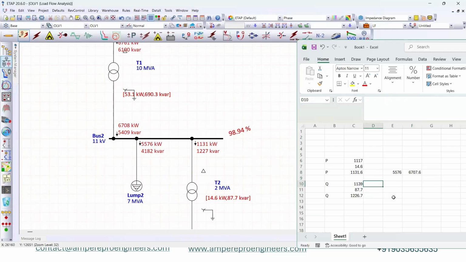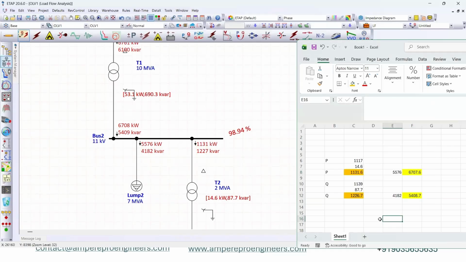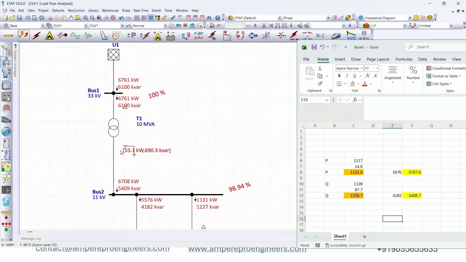Similarly for the Q, you make it 4182 plus this one, if you add it. So let's add this and this. Which means 5409, here 5408, right? So this is at the 11 kV side. This is at the 11 kV side. So this is at the LV side. Okay, this is at the LV side, right? So this is how the reactive power consumption is coming.